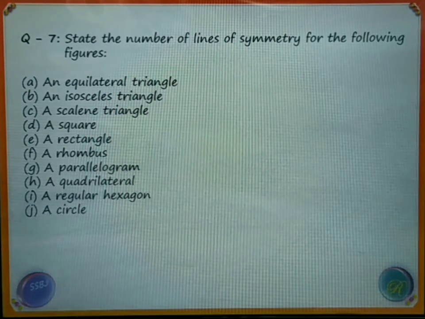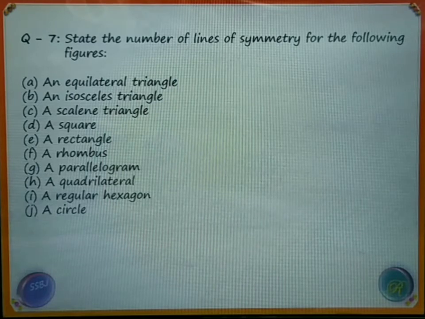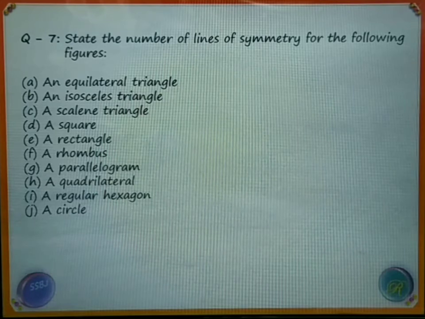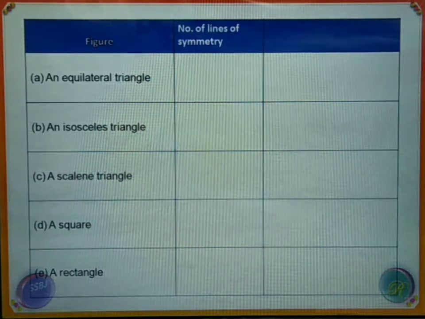Question number 7. State the number of lines of symmetry for the following figures. A. An equilateral triangle. B. An isosceles triangle. C. A scalene triangle. D. A square. E. A rectangle. F. A rhombus. G. A parallelogram. H. A quadrilateral. I. A regular hexagon. J. A circle. Solution.